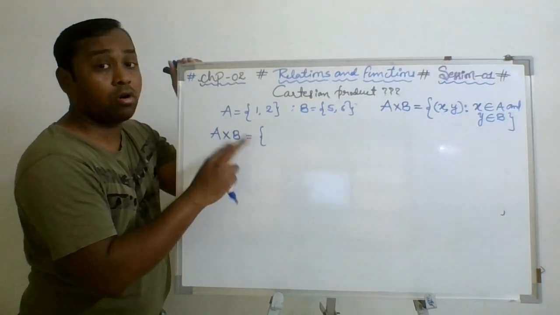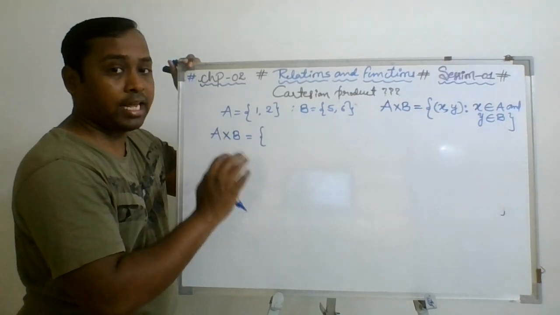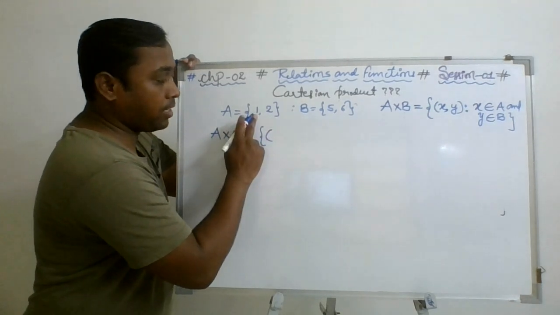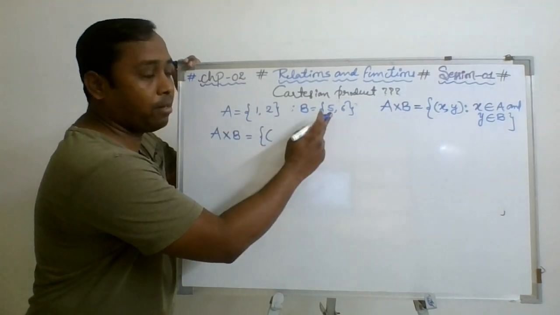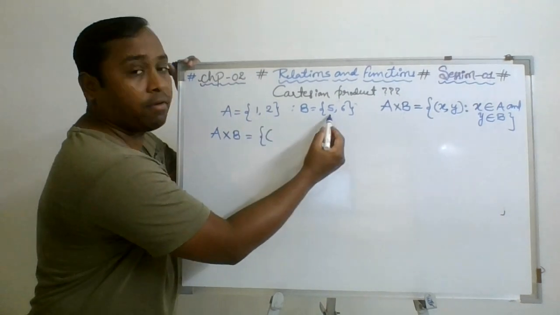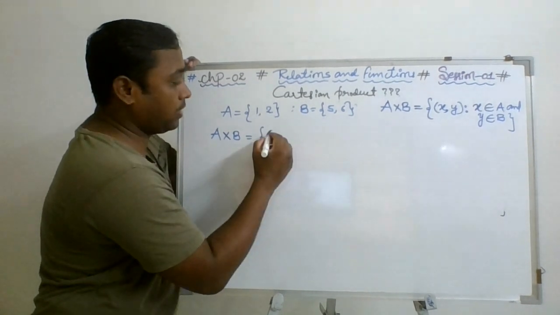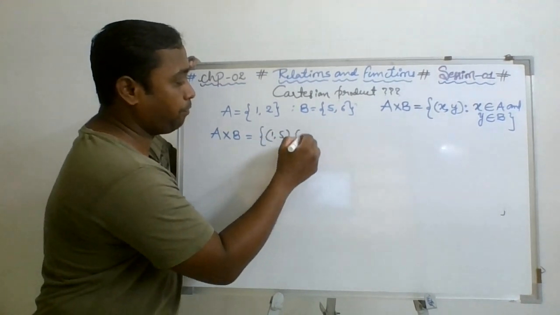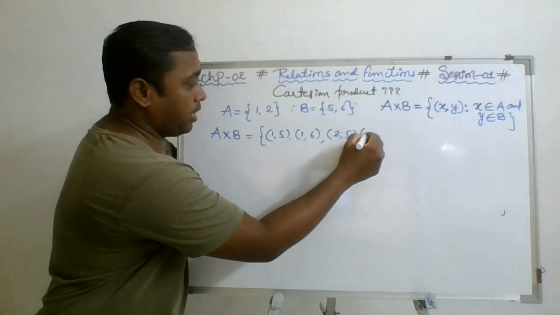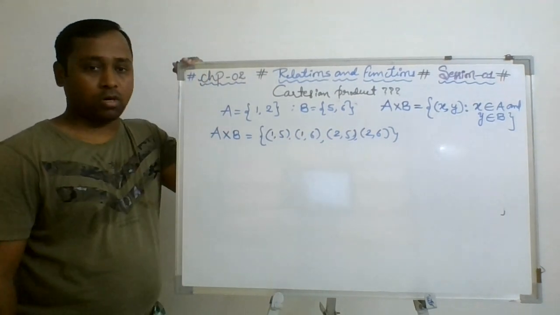That is why it's called ordered pair. Ordered pair means we are always writing in an order pairwise. Hence, the first element from set A, second element from set B. So combination comes like 1, 5, 1, 6, 2, 5, 2, 6. These are all the possible ordered pairs.